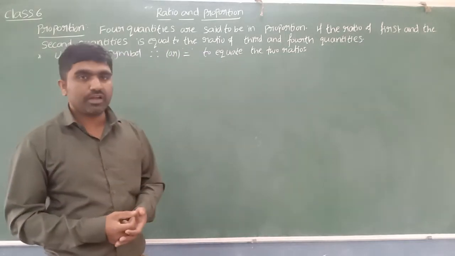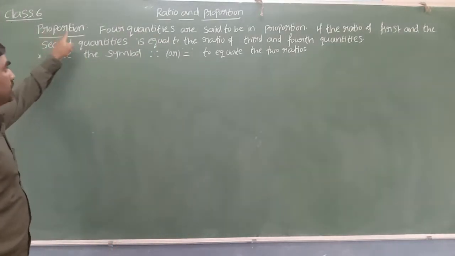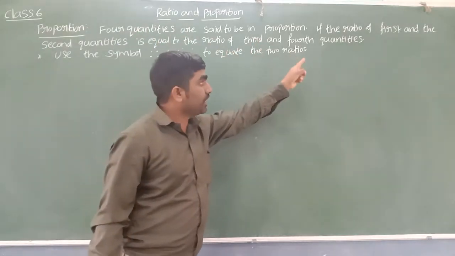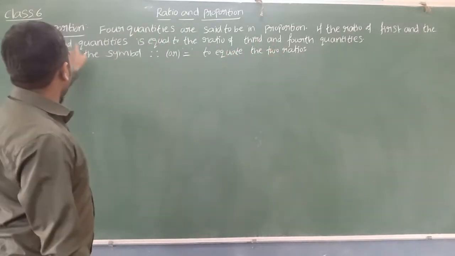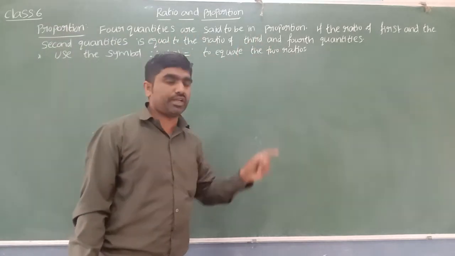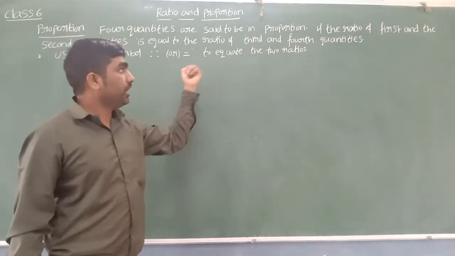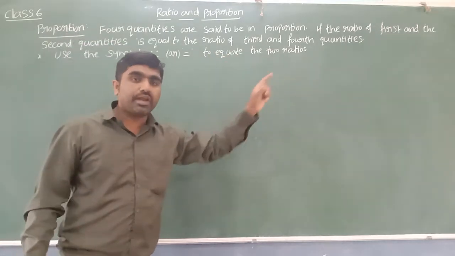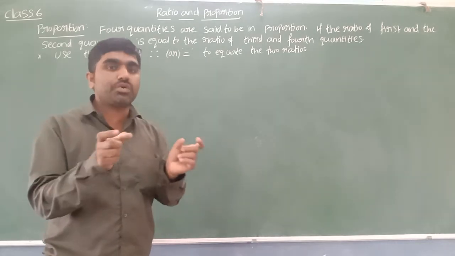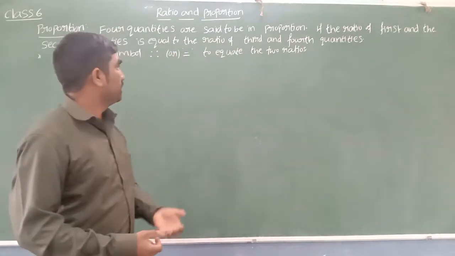Now let's see what is meant by proportion. Four quantities are said to be in proportion if the ratio of the first and second quantities is equal to the ratio of the third and fourth quantities. It means the ratio of the first two quantities equals the ratio of the next two quantities. Simply, if two ratios are equal, they are in proportion.